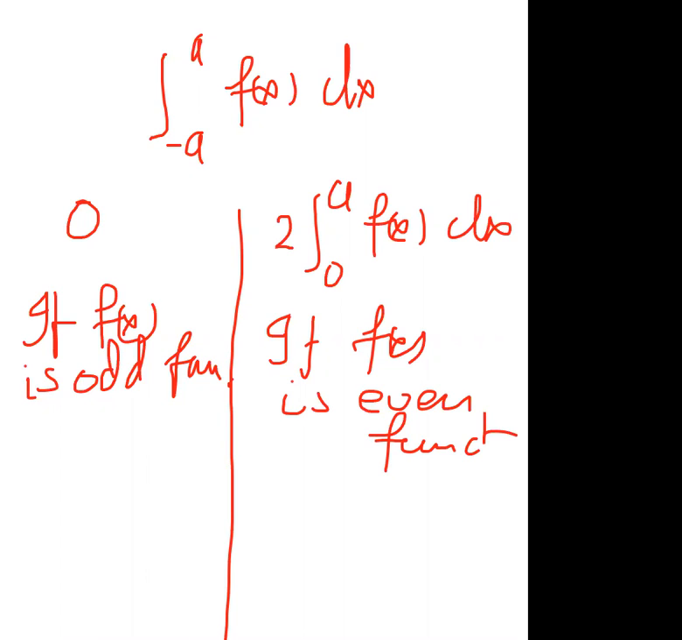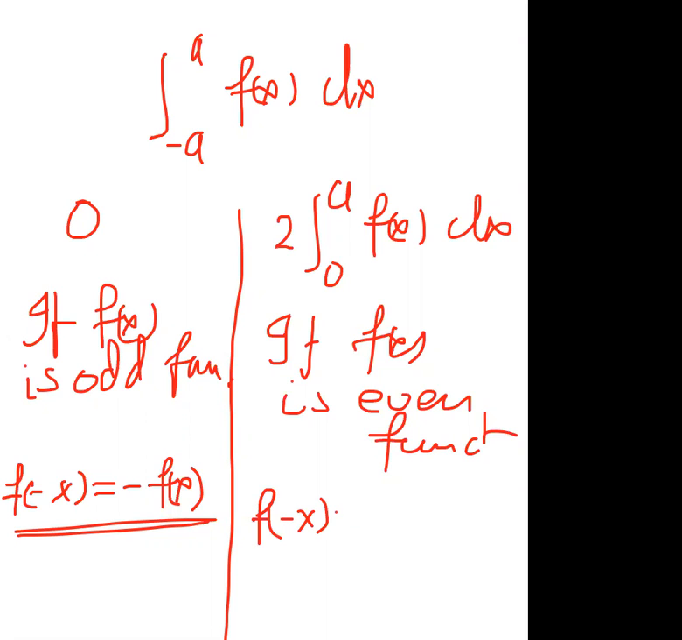For an odd function, what is the condition we have studied in class 11th also? f(-x) equals -f(x). Like sin(-x) is -sin x, but cos(-x) is cos x, which means that will be an even function: f(-x) equals f(x).